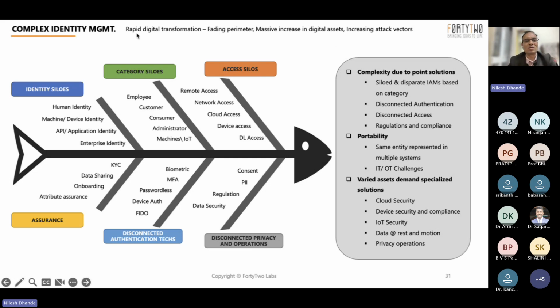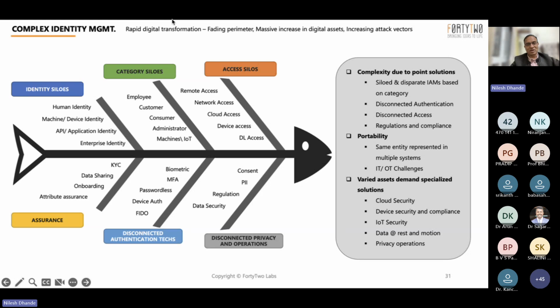See, this diagram tells you all about why it is a problem. These are all the identity technologies which are there in the world. So you have identities of humans, machines, applications, APIs, and by the way, all of these have to communicate with each other. So you have identities, you have assurance: KYC, data sharing, onboarding, attribute assurance. These are assurance technologies. You have category silos as well. When you access google.com, you use a federated identity. When you access your ERP, you use an AD ID. When you access, let's say, LinkedIn, there you have something different altogether.